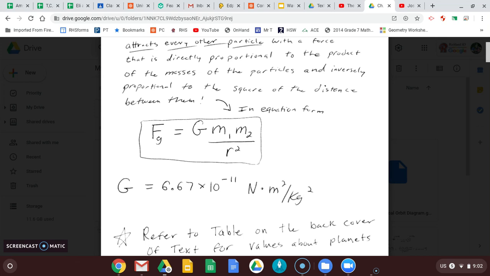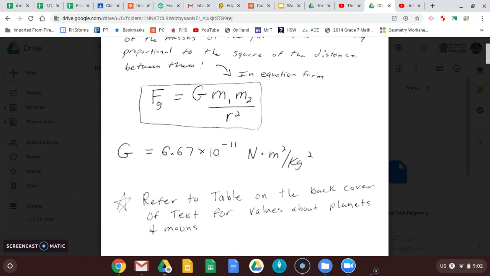All right, so anyways, I have a little note on here that might be helpful also when doing your problems. It says, refer to the table on the back cover of the text for values about planets and moons. That just means like if you need to know the mass of a certain planet or moon that's not given in the problem, or maybe how far apart some things are from the Earth as far as the R value that aren't given in the problem, there's a table on the back page of the book. In your PDF book, it should be on the last page, that has some values like this. You could also Google them as well if necessary, but you should have them available there.